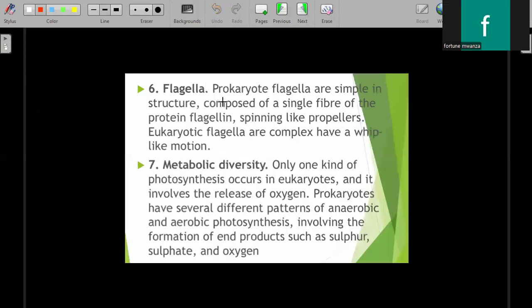Then the flagellum. In the prokaryotes, the flagellum is simple in structure. It is composed of a single fiber of the protein flagellin, a spine-like propeller. And in the eukaryotes, the flagellum is complex. So that's a difference in terms of the flagellum. Prokaryotes, simple flagellum. Eukaryotes, complex flagellum. So you should be able to take note of these differences between eukaryotes and prokaryotes.